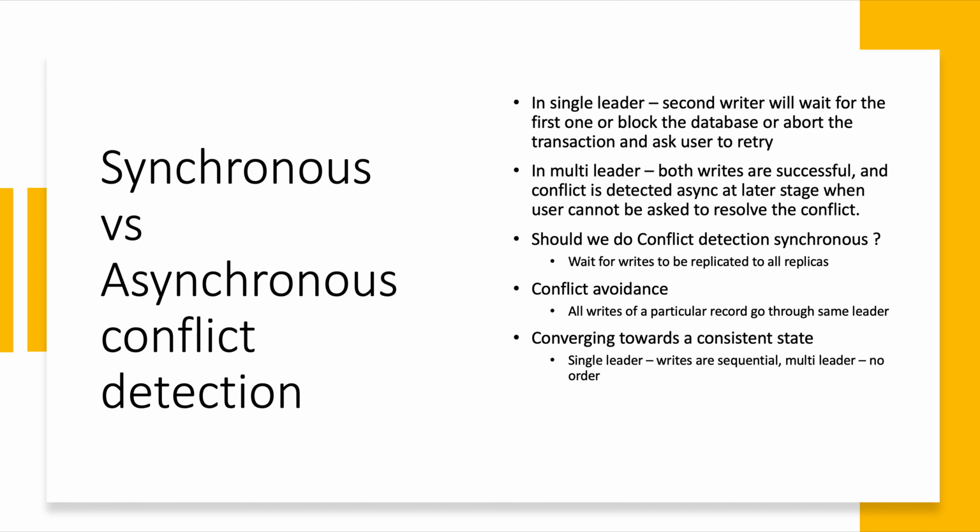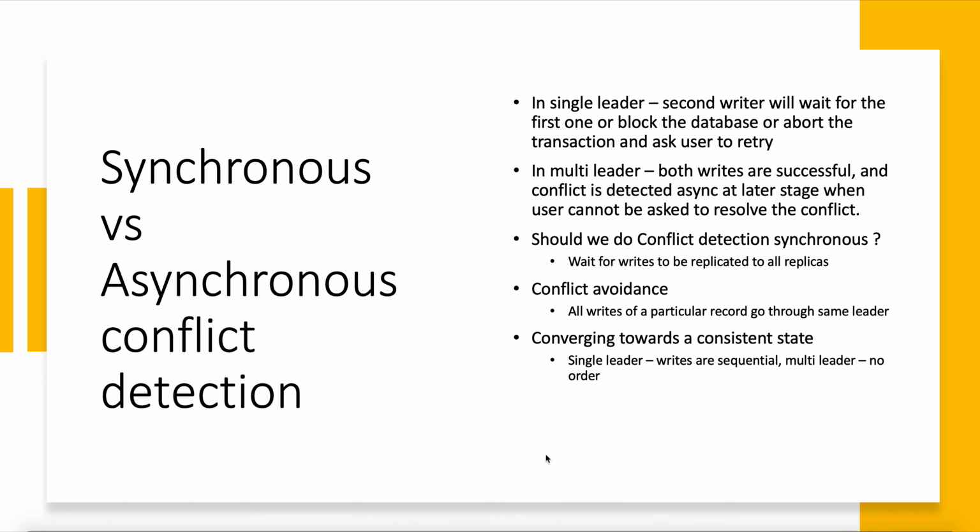We can do conflict avoidance. The simple strategy for dealing with conflicts is to avoid them. If the application can ensure that all writes for a particular record go through the same leader, then conflicts cannot occur. For example, in an application where a user can edit their own data, we can ensure that requests from a particular user are always routed to the same data center, and use the leader in that data center for reading and writing.